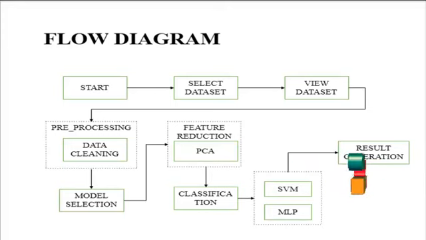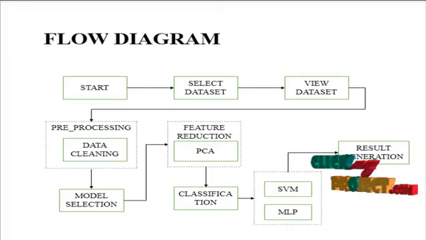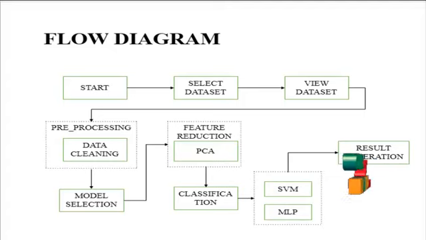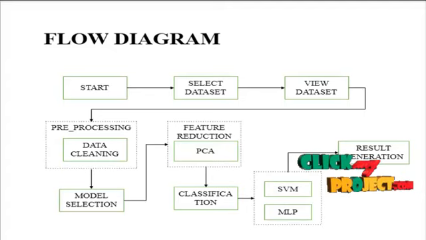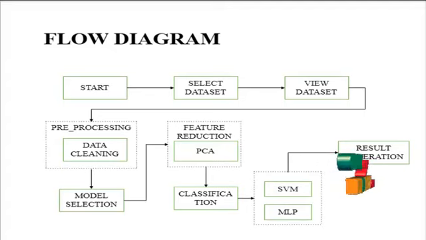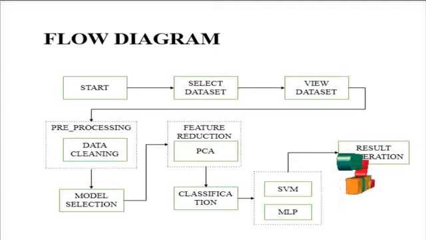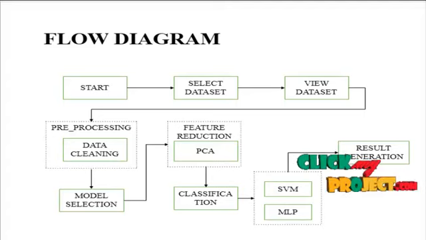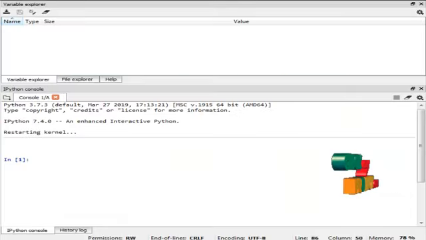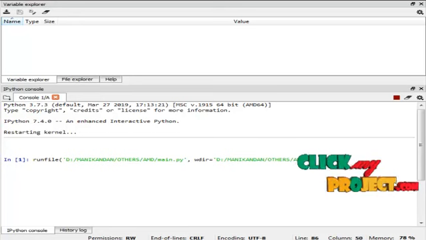In classification, we are using two types of algorithm. One is support vector machine and the other is multi-layer perceptron algorithm. The multi-layer perceptron algorithm is called from the neural network algorithm, and the final result is predicted based on the accuracy, ROC accuracy, specificity, sensitivity, and also the ROC curve. I am going to run my program in the Anaconda Navigator Spyder IDE.